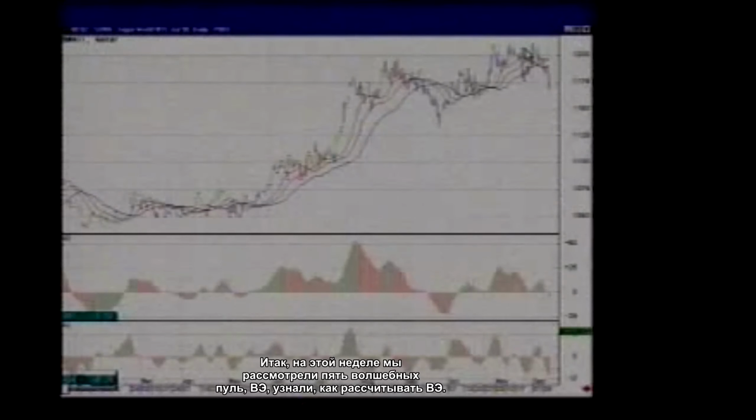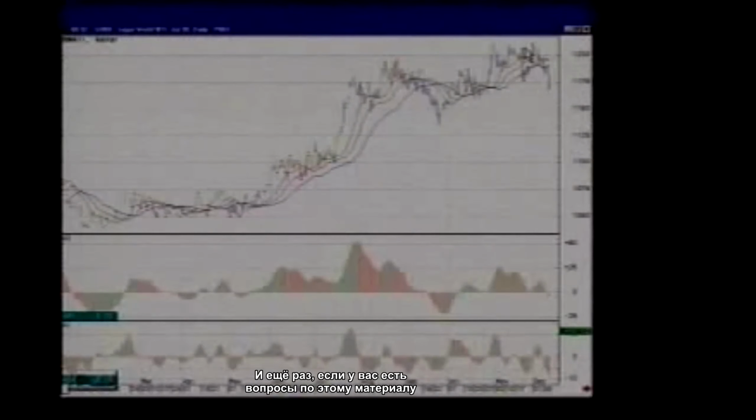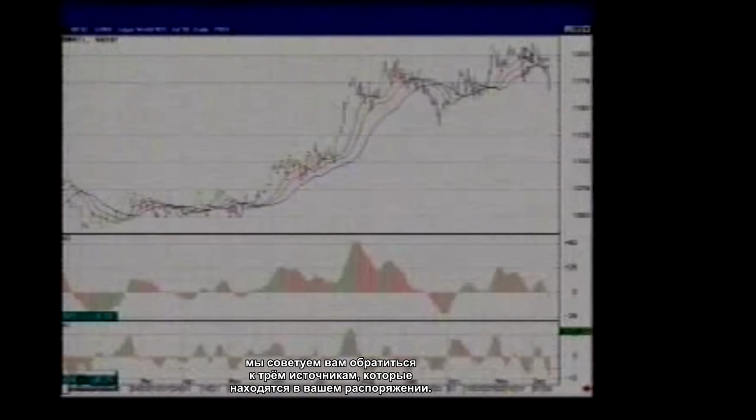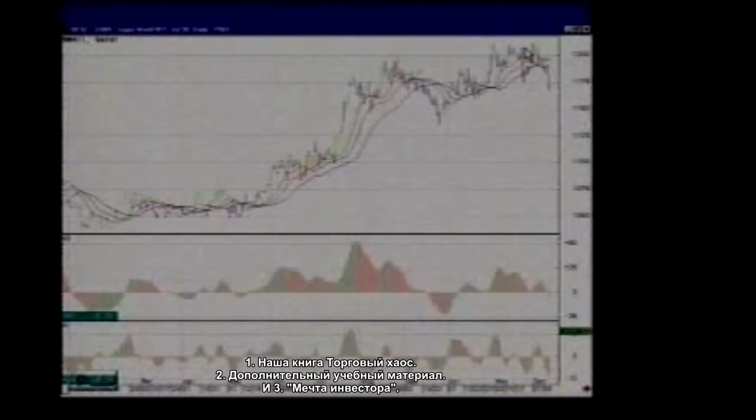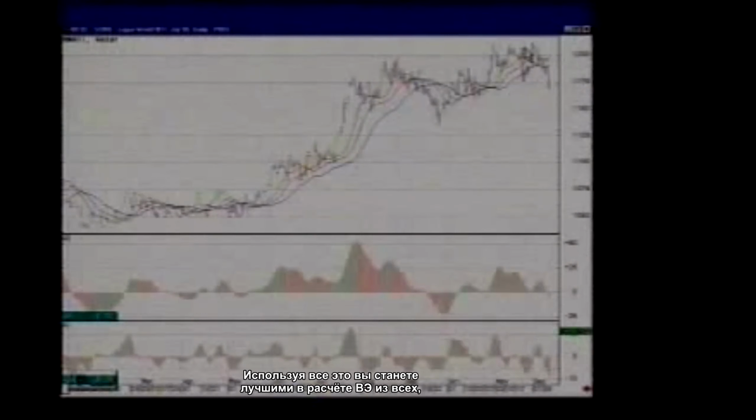So what we've done this week is we've looked at the 5 magic bullets, we've looked at the Elliott wave, how we count the Elliott wave, and once again, if you have any problems with this, we suggest that you go to the 3 other sources that you have in your home study course. One is the book, our first book, Trading Chaos, and the other is a computorial, and then the third is Investor's Dream. And with that and with this, you should be well prepared. You should be a better Elliott wave counter than probably anybody you know, and particularly any trader you know.